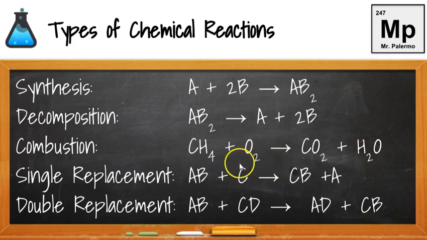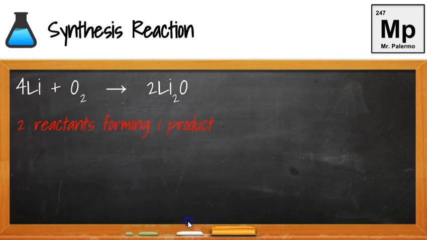Single replacement, we have one substance replacing another in a compound. And in a double replacement, we have one substance in one compound switching spots with the other. So let's see these in more detail.